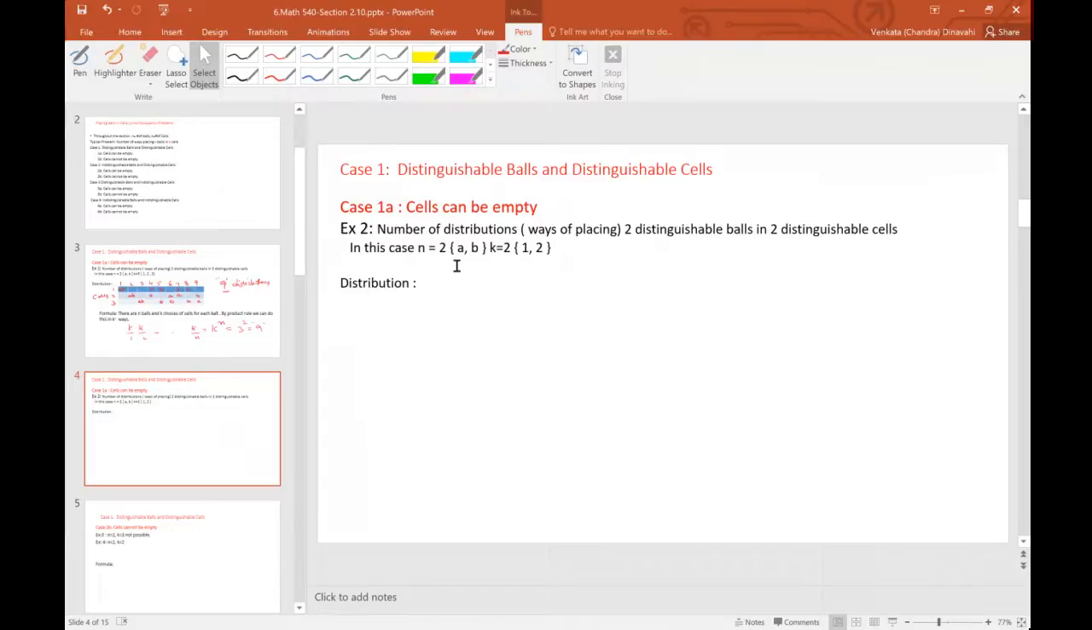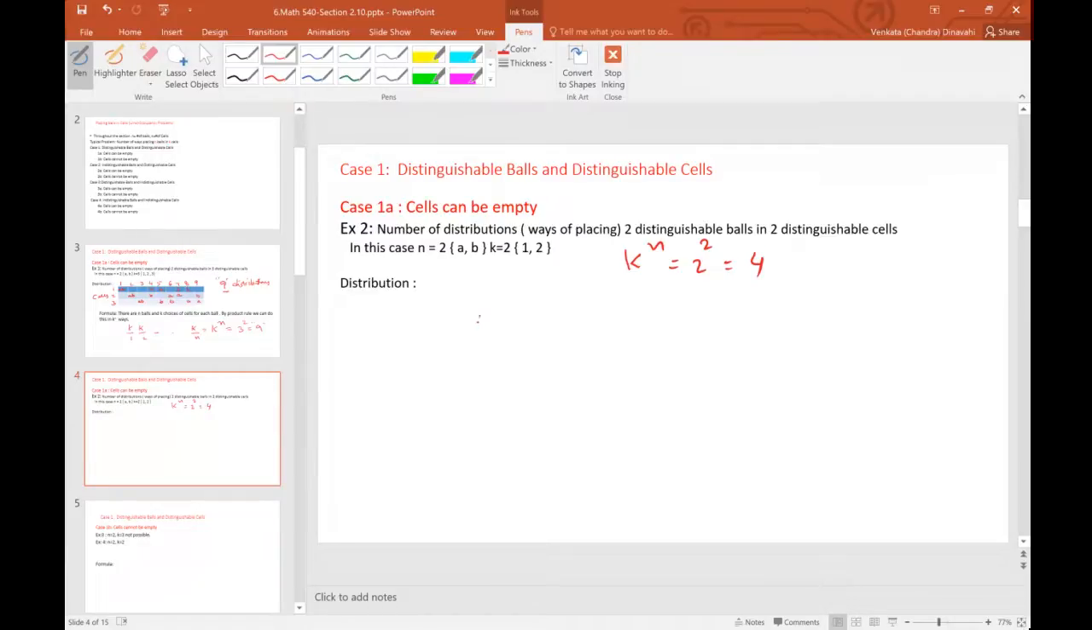Now suppose here n is 2 and k is also 2. Then how many ways can you distribute 2 distinguishable balls into 2 distinguishable cells? If I use the formula, that is simply going to be k power n, that is 2 square, that is going to be 4. It is as simple as that.